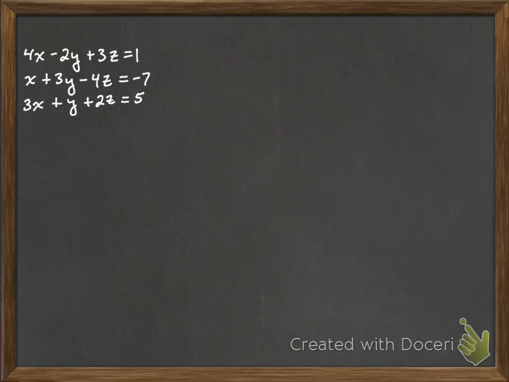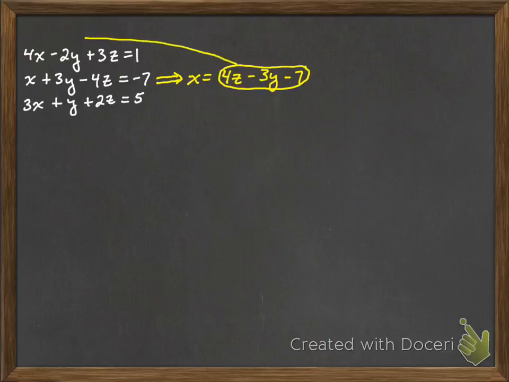So let's look at the next problem here. Picking a variable to solve for, I would probably pick the x in the second equation because it has a coefficient of 1 right here. So that will make this x is equal to 4z minus 3y minus 7.